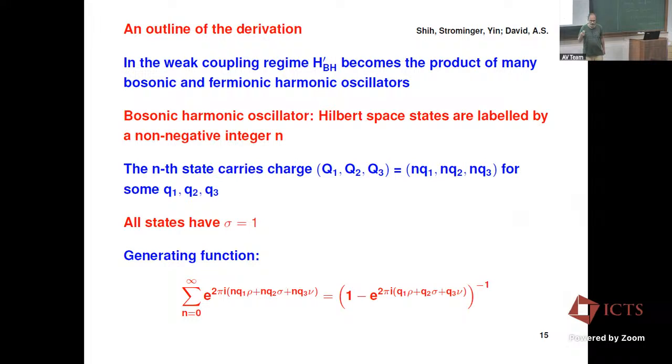So 0 particles will carry no charge. That's the n equal to 0 state. 1 particle will carry charge q1, q2, q3. 2 particles will carry 2q1, 2q2, 2q3, and so on. That's the way we build the Hilbert space of a bosonic harmonic oscillator. And because these are bosonic, all states have sigma equal to 1. So now you can easily construct the generating function. You just sum over n from 0 to infinity, and this is what you get.